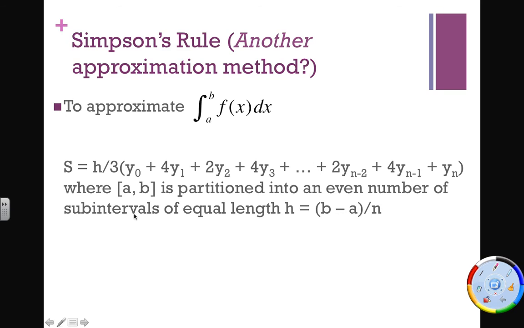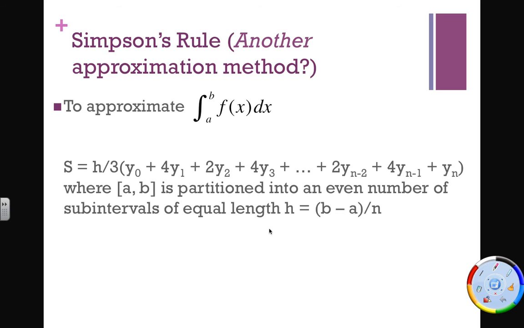Now here's where this one changes. In the trapezoidal rule, you can break it up into any number of intervals that you want. However, in Simpson's rule, you need to partition it into an even number of subintervals. An even number. So you can't do this with a 3. You can't break this into 3 subintervals.